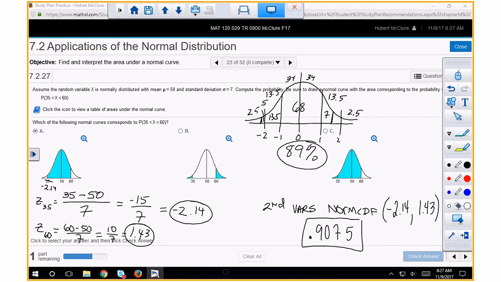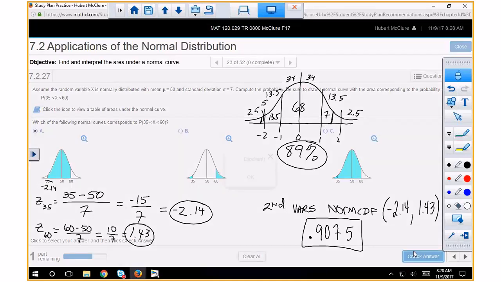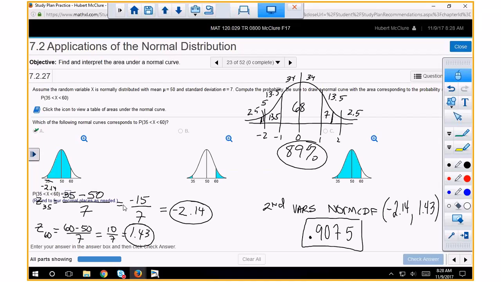And it's 91%. So that's how you should tackle those problems. Always check yourself, because just because you put those z-scores in does not mean it's right. You could have an error. Okay? So we're going to hit A. Check answer. And 0.9075.